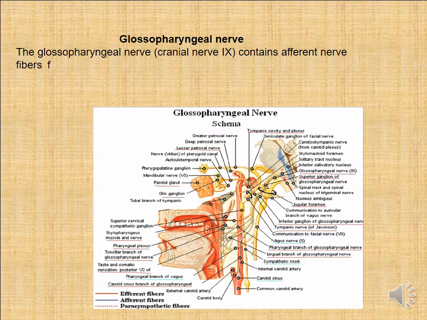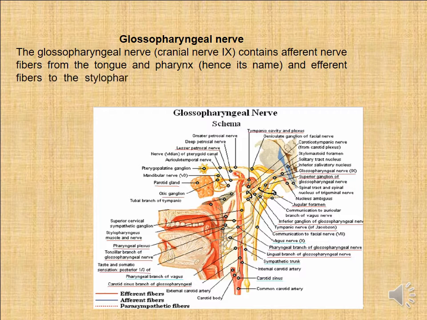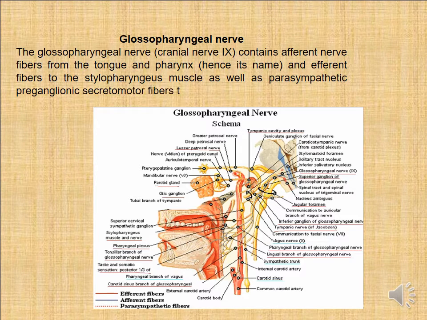We have the 9, 10, 11, 12 cranial nerve that supply the innervation of the neck, بالإضافة إلى sympathetic and parasympathetic nervous system. We start with the 9 cranial nerve, the glossopharyngeal nerve. The glossopharyngeal nerve, cranial nerve 9, contains afferent nerve fiber from tongue and pharynx, hence its name, and efferent fiber to the stylopharyngeus muscle as well as parasympathetic ganglionic secretomotor fiber to the parotid gland.